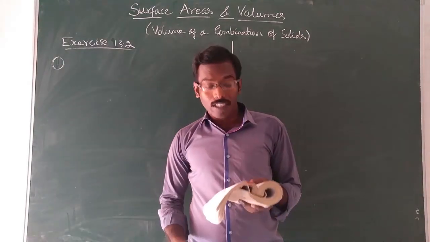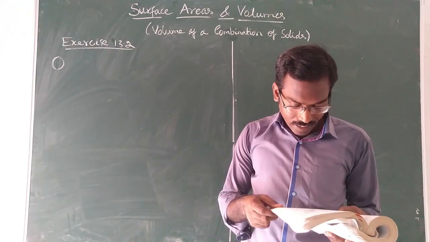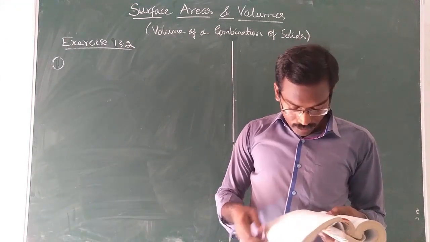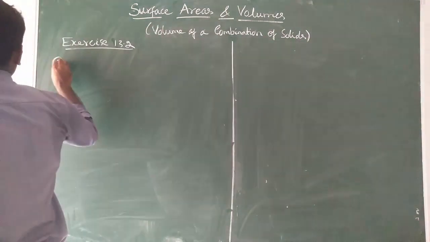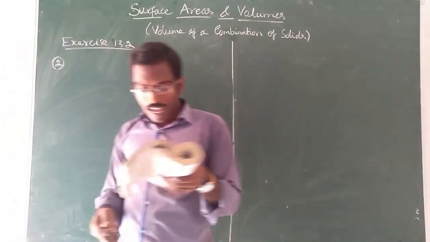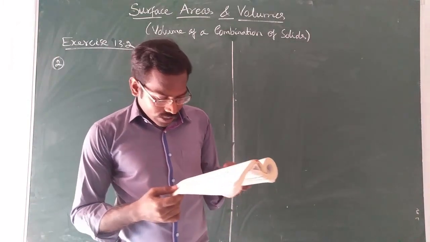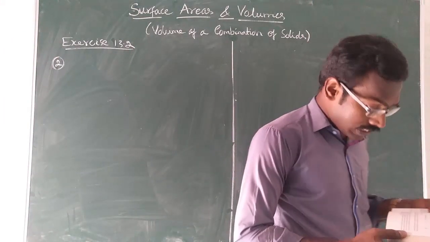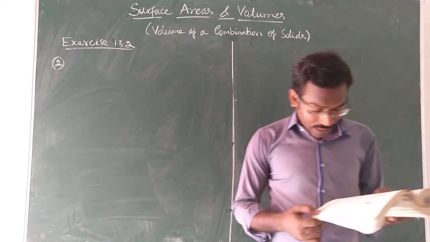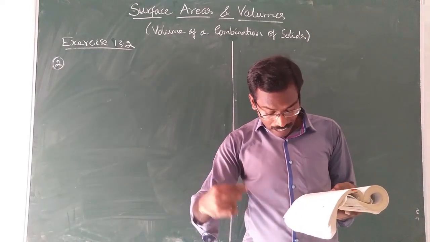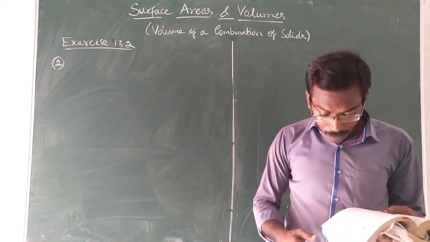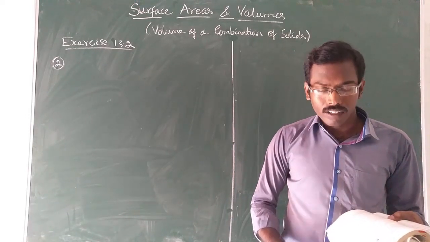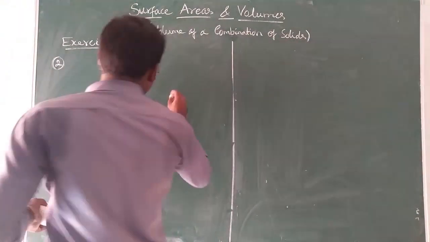Okay. Now look at the second sum. Exercise 13.2, second sum. Let me read the question. Rachel, an engineering student, was asked to make a model shaped like a cylinder with two cones attached at its two ends by using a thin aluminum sheet. So that is, a cylinder is there.